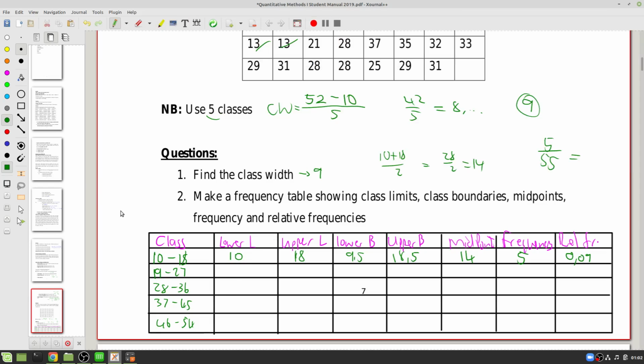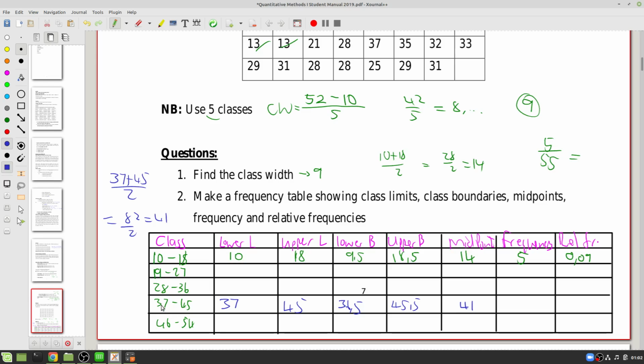Let's just do a different color for another one. Let's do blue, and let's do this one here, 37 to 45. So the lower limit 37, upper limit 45. So that's just the values you see right there. Lower boundary, we subtract 0.5 from the lower one, and we add 0.5 to the upper one, 45.5. Then the midpoint, again, we're going to add these two together, 37 plus 45 divided by 2. So that gives us 70 plus 12 is 82 over 2, and that gives us 41 as a midpoint.